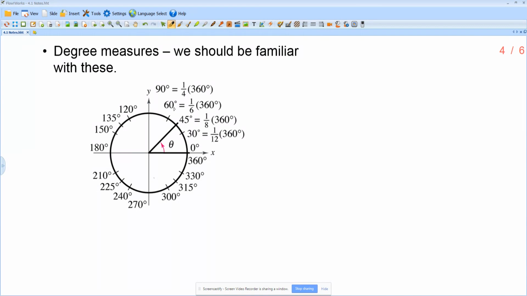So 30, 60, 90, 120, 150, 180, 210. What I'm doing is adding 30 over and over and over again. And same thing with the 45. It would be 45 plus 45 is 90, plus 45 is 135, plus 45 is 180, and just sort of moving through that circle.